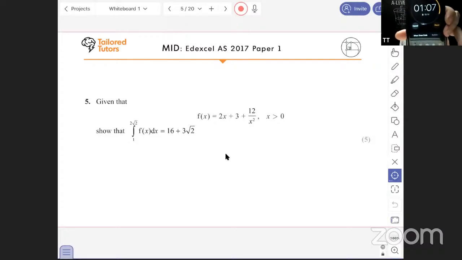So if you haven't got 16 plus 3 root 2, see if you can find your mistake. If you have got 16 plus 3 root 2, just have a look through and check whether you think I would give you all the marks. Okay, do you think I would give you all the marks? Well, not me, well, yeah, me, but the examiner. Because this is a show that question. And with a show that question, if you don't hit those method marks, if you don't spell out what you're doing, you won't get all the marks.